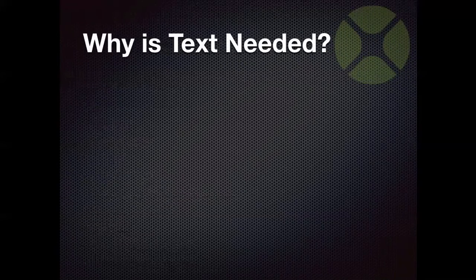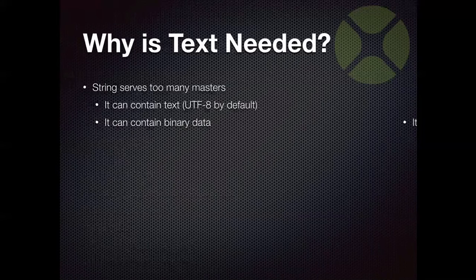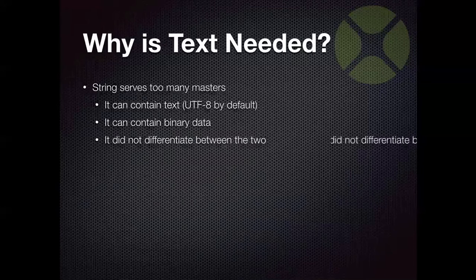So why is text needed? Well, it's primarily because string serves too many masters. A string can contain text, and if you create that in your own Xojo code, that text would have an encoding of UTF-8 by default. But a string can also contain binary data, and it doesn't really differentiate between the two.